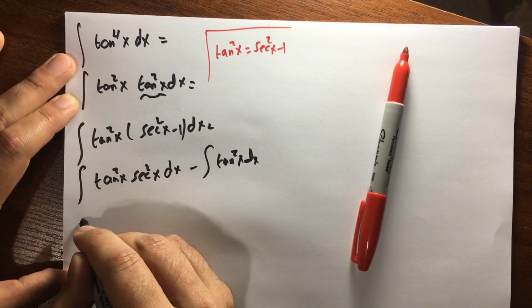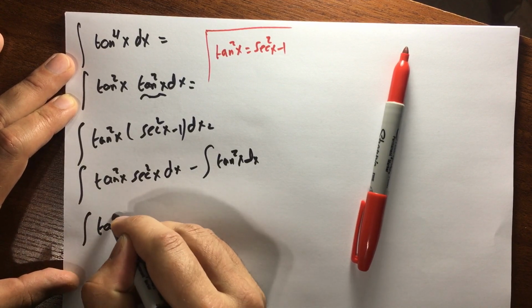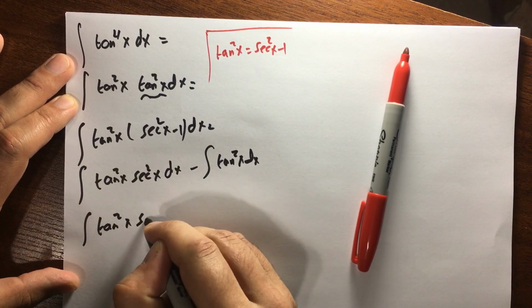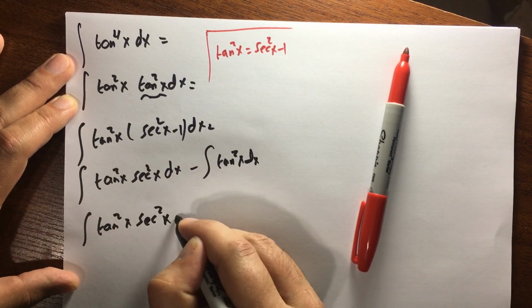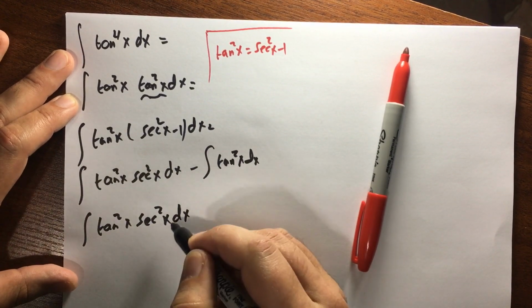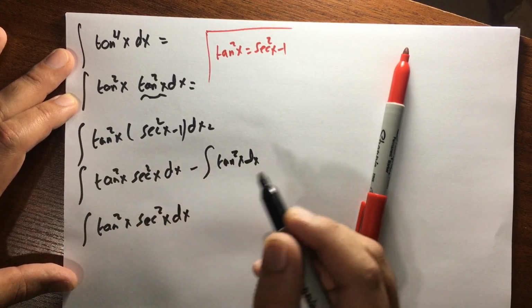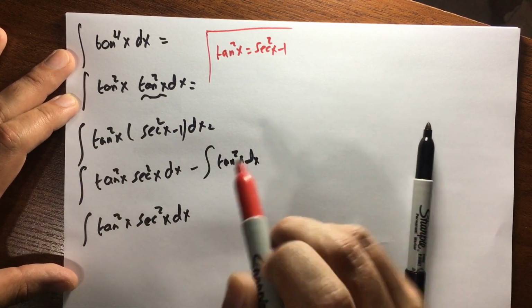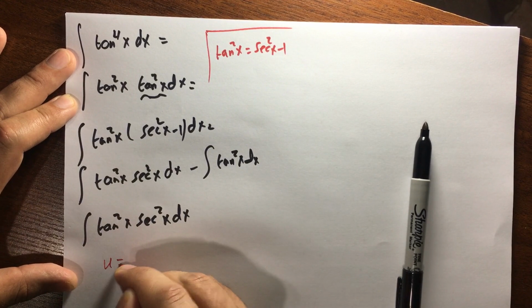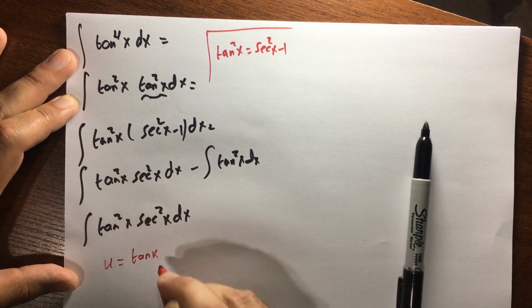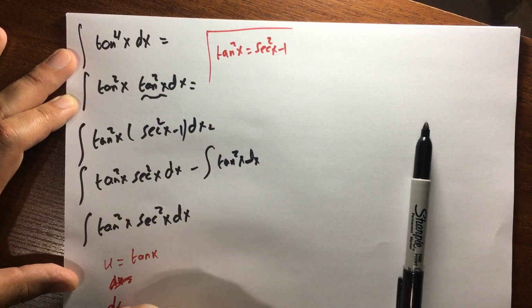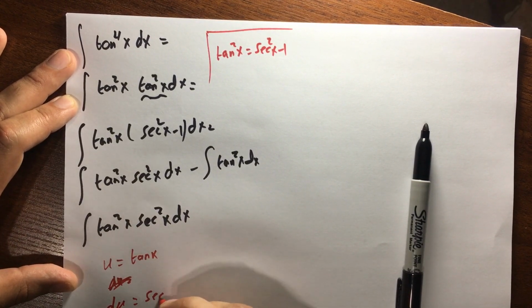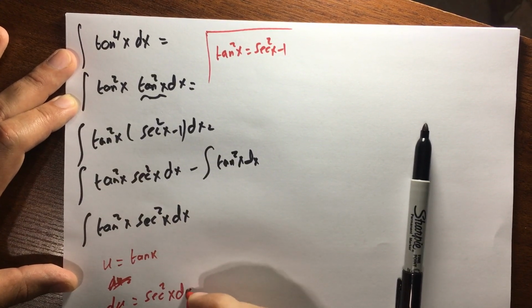So we have first tan squared x secant squared x dx. Notice that secant squared x is the derivative of tan x. So we use the u substitution. We let u equal tan of x. So we have du equals secant squared of x dx.